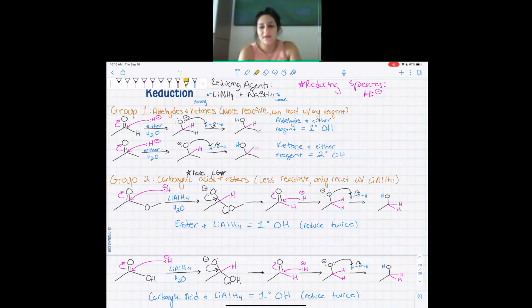The difference between them is that group 2 has a leaving group. And that means that it's only going to react with LiAlH4. And we're going to add 2 hydrogens. So just to repeat, it's less reactive, and being less reactive means it only reacts with the stronger reagent. And it has a leaving group, and having a leaving group means you add not just 1 hydrogen, but you end up adding 2.